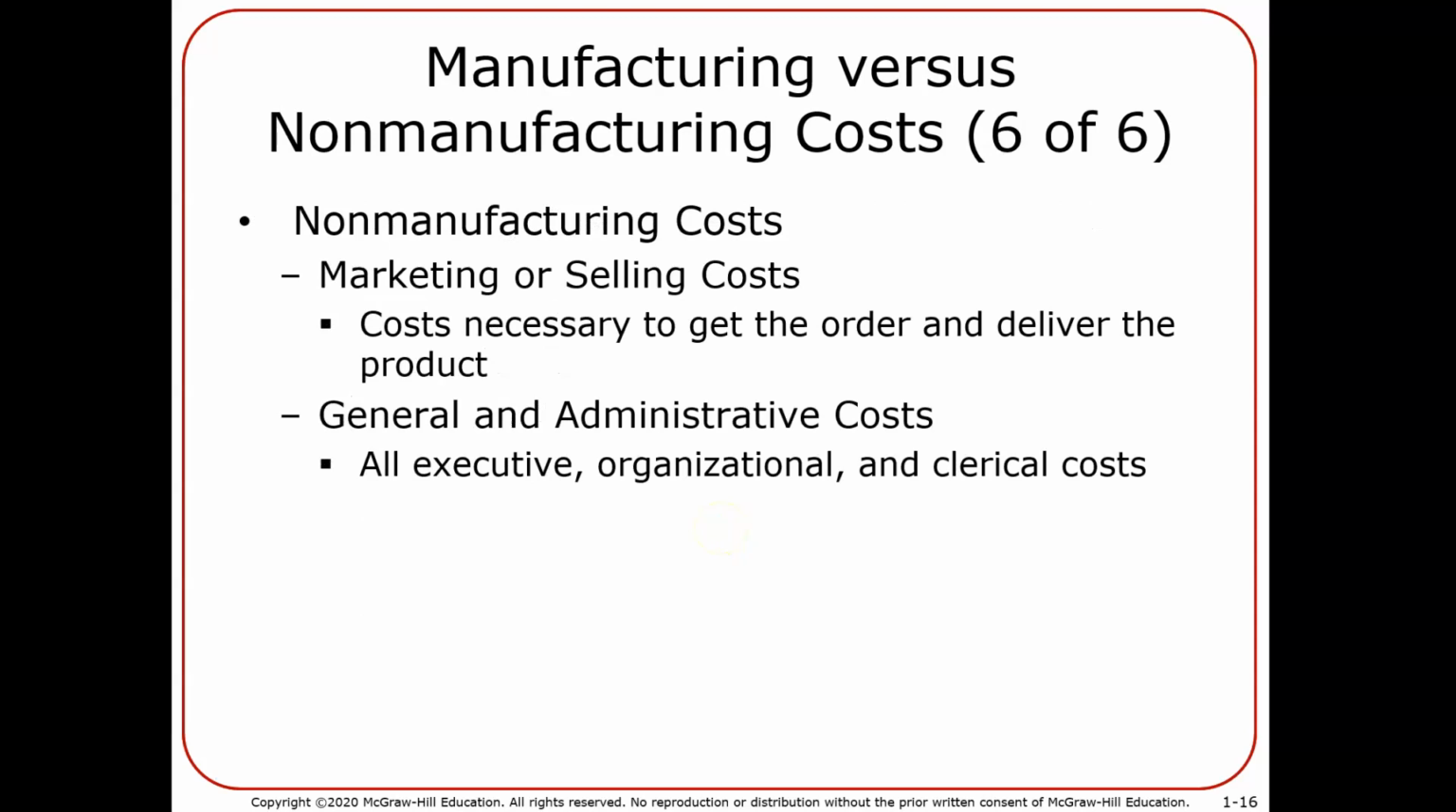What about non-manufacturing costs? That's everything that doesn't have to do with manufacturing the product directly. Marketing or selling costs are a non-manufacturing cost, and so are general and administrative costs. So marketing and selling, all the costs to get the order and deliver the product. General and administrative, all the executive, organizational, and clerical costs, like the CEO of the organization. Not the manager or the supervisor of the product line, but the CEO of the whole organization. These are called general and administrative costs. So now we've got manufacturing costs, which are DM, DL, and MOH, direct materials, direct labor, and manufacturing overhead. And then we have non-manufacturing costs, which are marketing or selling and the general and administrative costs.